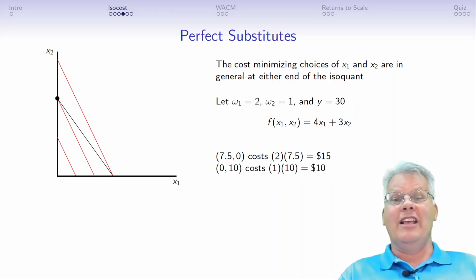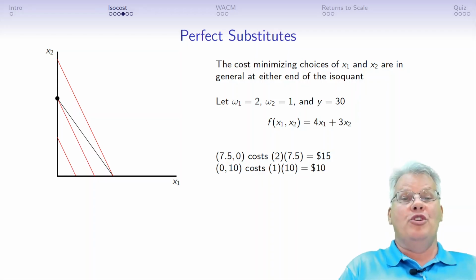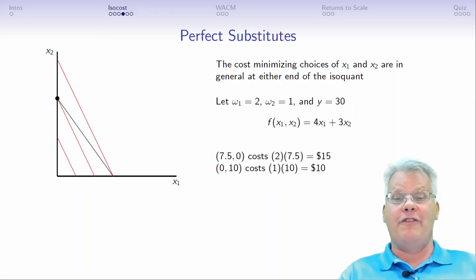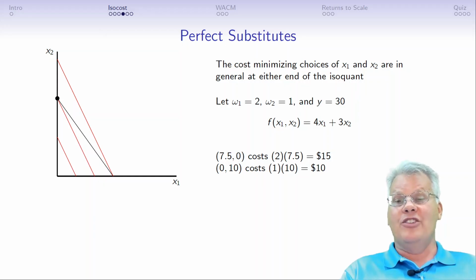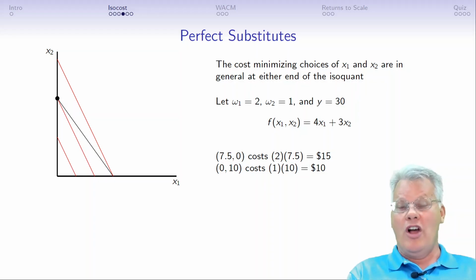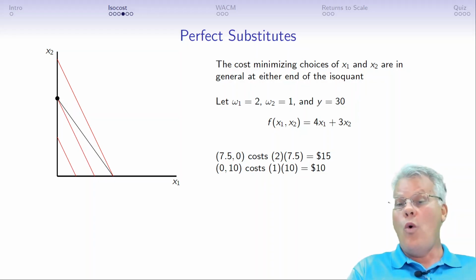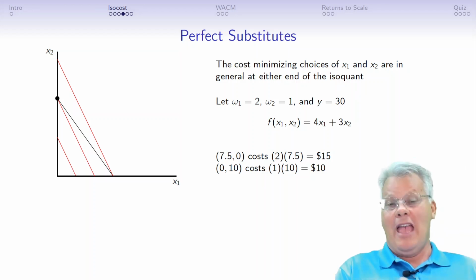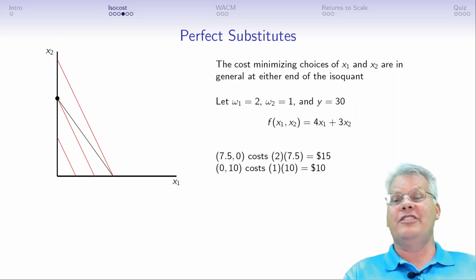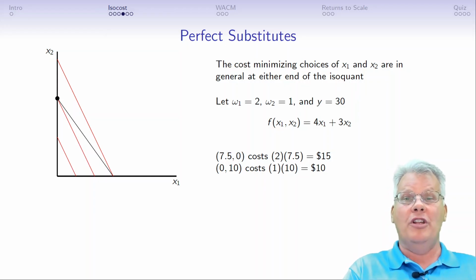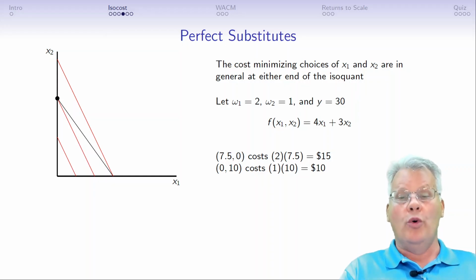So in this numeric example, what if we wanted to produce 30 units of output? 30 units of output can be produced, given this production function, by using either 7.5 units of good 1 at a total cost of $15, or by using 10 units of factor 2 at a total cost of $10. So quite evidently, this firm will want to produce output using factor 2 only.